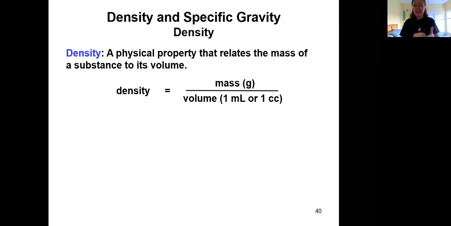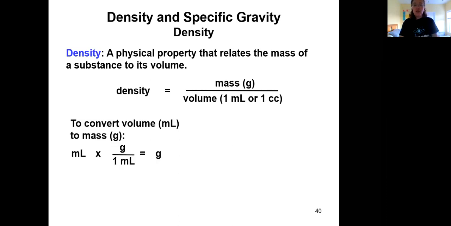The only thing that affects densities a little bit is temperature. The physical property of density relates the mass of a substance, so kind of like its weight, to its volume, how much space it takes up. Typically, it's common to see it in terms of grams per milliliter or grams per cubic centimeter. If I'm given a mass and a volume, then I use this formula, density equals mass over volume.